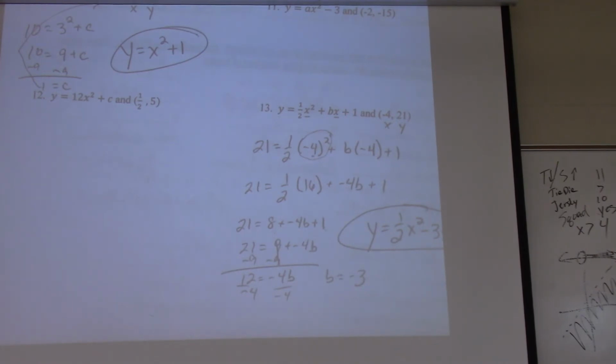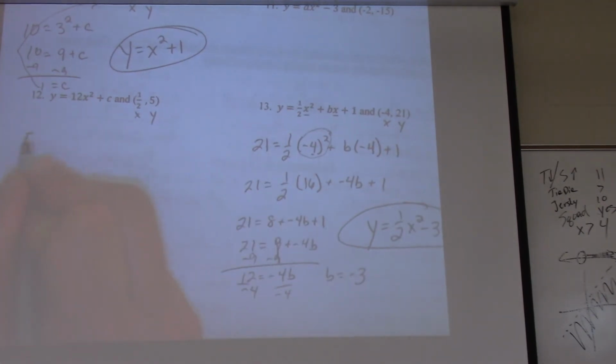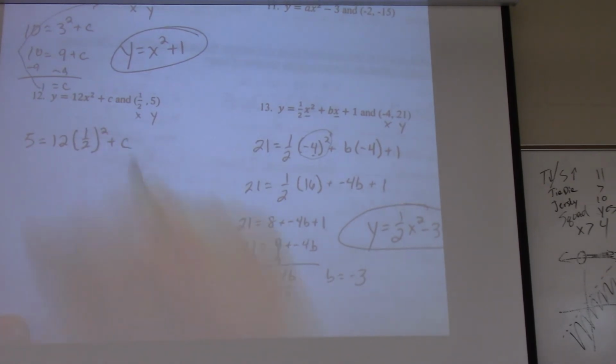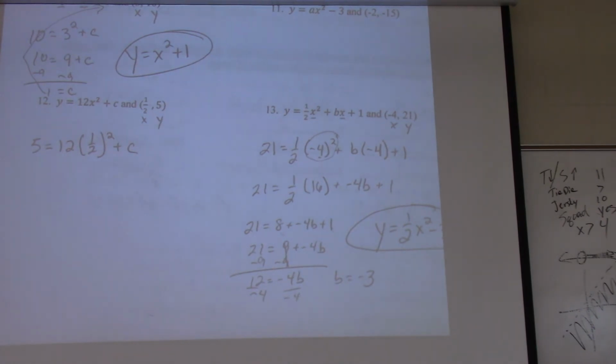I think we've got to talk about 12. I'm going to leave 11. We're not even going to do it. Let's just talk about 12 though. Plug x and y into x and y. 5 equals 12 times 1/2 squared plus c. How do I do a half squared? What does a half squared mean? Half times half. And if you think of money, what's half of 50 cents? 25 cents. So this is really 5 equals 12 times 1/4 plus c.